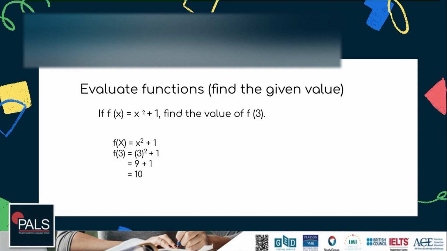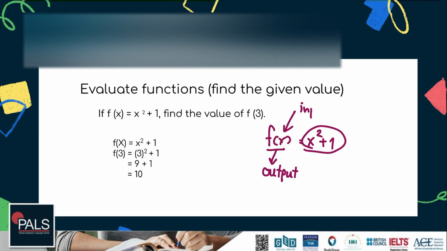Okay, we will start with evaluating functions, or finding the given value. For example, if they give you f(x), this is a function, right? f(x) equals 2x squared plus 1. This is the structure of the function. This one is the output. This one we call the input, and this one we call the function name. A function name can be h(x), f(x), g(x). It can be anything. But x is the input.